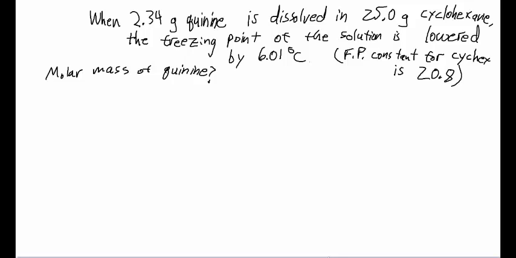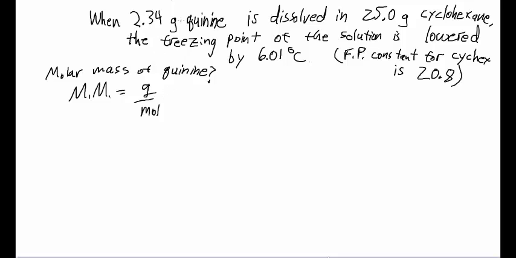Alright, here's the example question. What we have to do here is find the molar mass of quinine. We're given the freezing point depression constant for cyclohexane. So here's what I might think. I would say the molar mass is grams per mole, and we're given the grams up here.